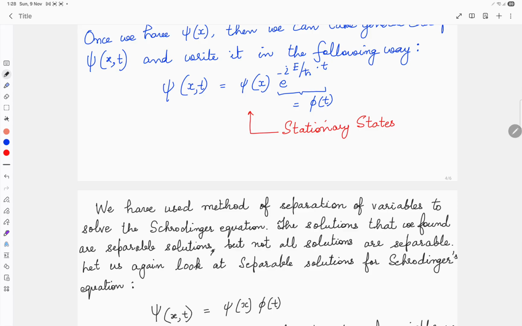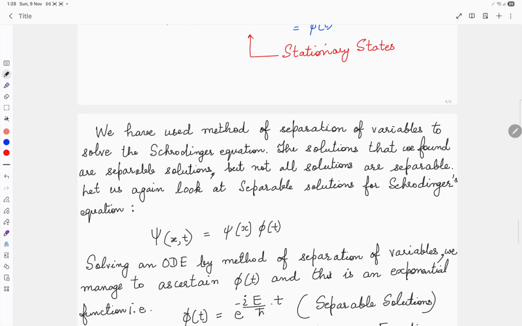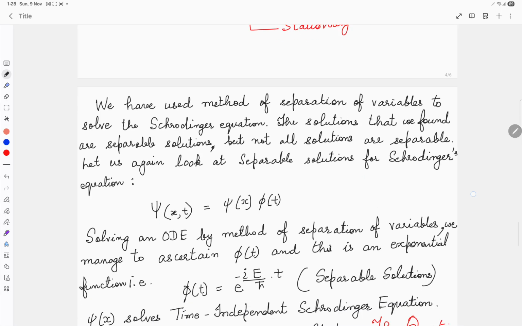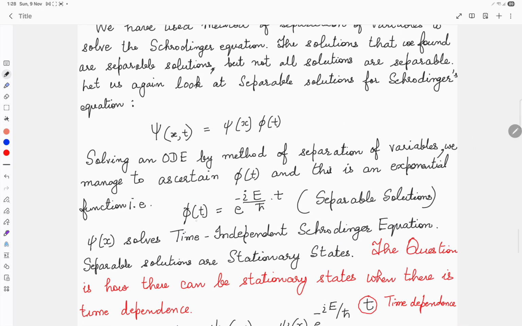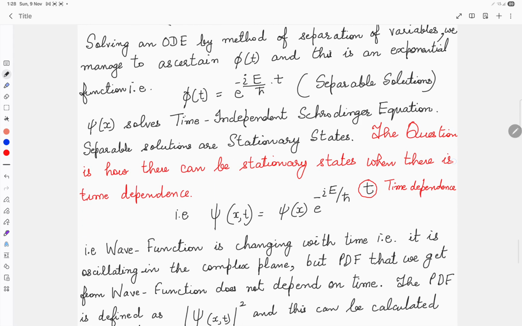Now we have used the method of separation of variables to solve the Schrodinger's equation. The solutions that we found are separable solutions, but not all solutions are separable. So let us again look at separable solutions. This is our separable solution. This is our phi t. Psi x solves the time independent Schrodinger's equation, right? Separable solutions are stationary states.